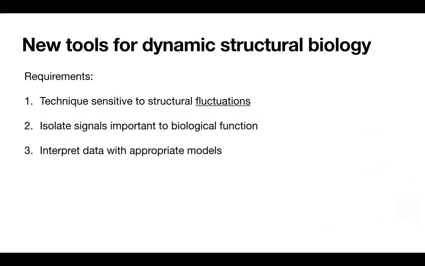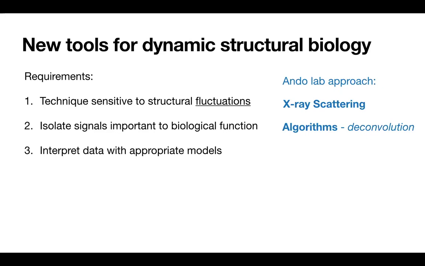And so I think if we want an ideal set of tools for this dynamic structural biology, there are three requirements. First, we need a technique that's sensitive to structural fluctuations. Second, we need some way to isolate the signals that are important for biological function, because maybe not all fluctuations are going to be important. We also need some way to interpret the data with appropriate models. And in the Ando lab, I'll tell you about the approach that we're taking. So the technique we love for this is X-ray scattering. I'll say more about X-ray scattering in a minute.